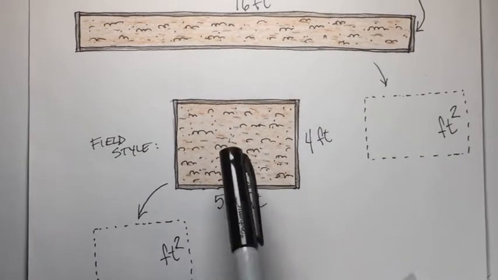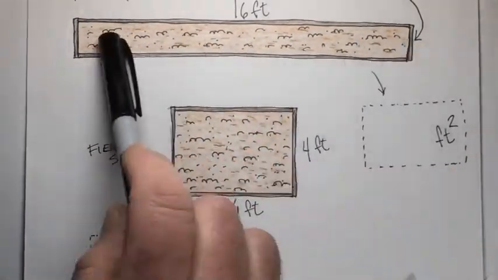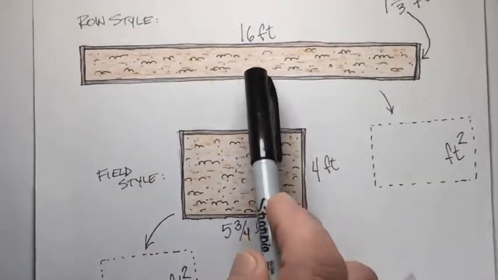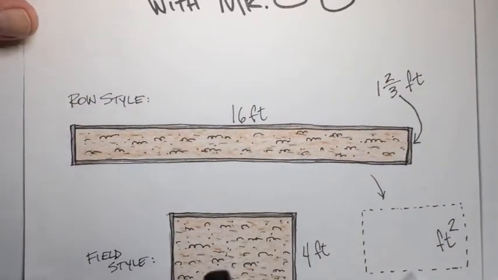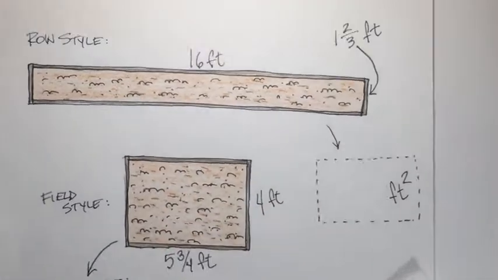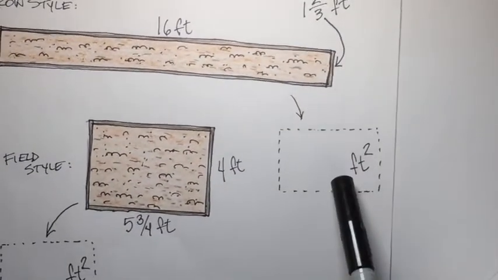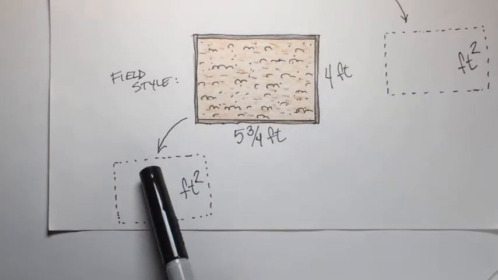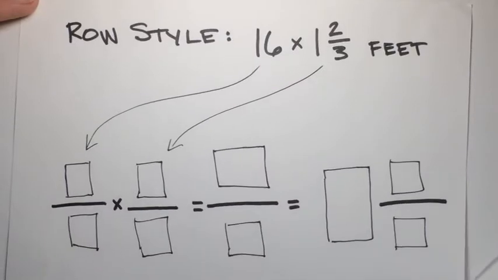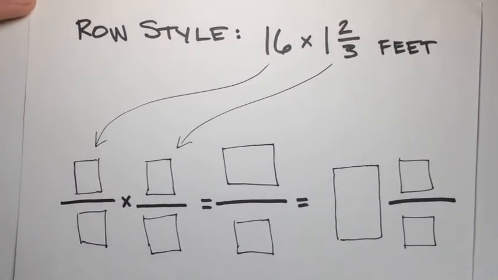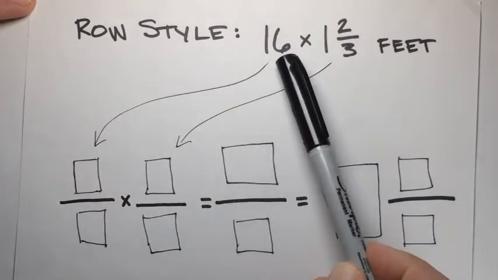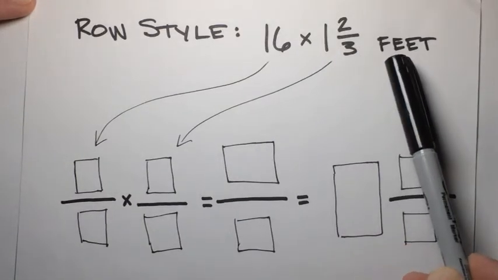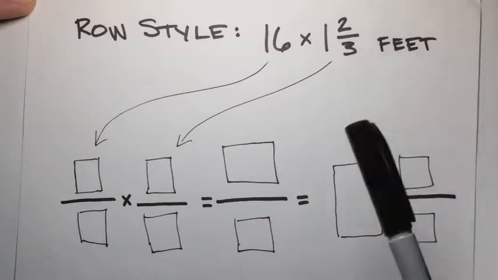So it seems to me you want to choose the row style, but the question is, if I choose the row style, will I be giving up some area? So we're going to find out the square feet of the row style and the square feet of the field style. Let's do row style first. For row style, you're going to find the area by doing 16 by 1 2/3 feet.